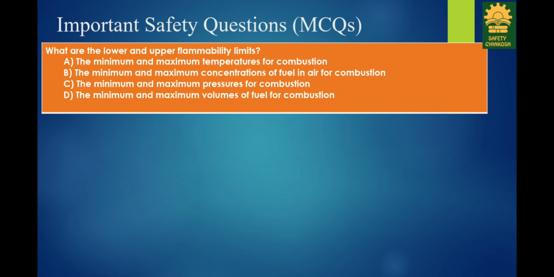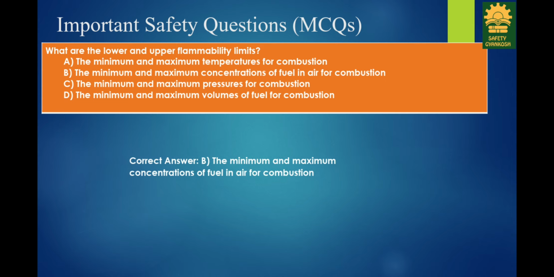What are the lower and upper flammability limits? A. The minimum and maximum temperature for combustion. B. The minimum and maximum concentration of fuel in air for combustion. C. The minimum and maximum pressure for combustion. D. The minimum and maximum volumes of fuel for combustion. See, whenever we talk about lower and upper flammability limits, LEL and UEL, other terms commonly used are LFL and UFL, lower flammability limit and upper flammability limit. So these limits speak about the minimum and maximum concentration of fuel in air for combustion.